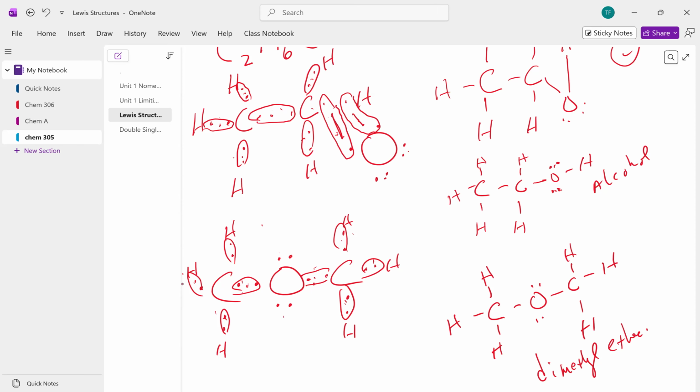Okay, the main thing here is you can have more than one legal structure. Now, if I asked you on a test, draw me a structure, I gave you the formula C2H6O, either one of these would be fine. Unless I said draw 2 legal structures, then you have to have both of them.